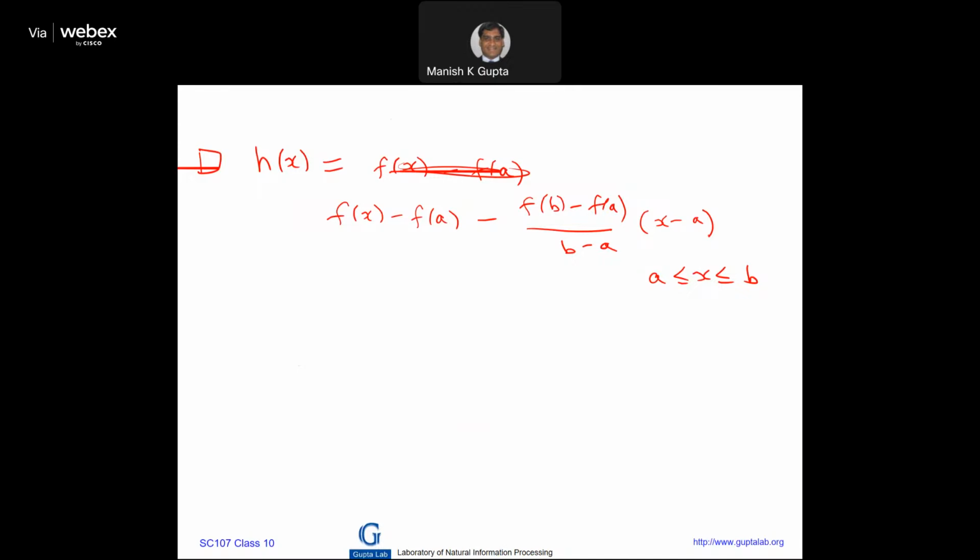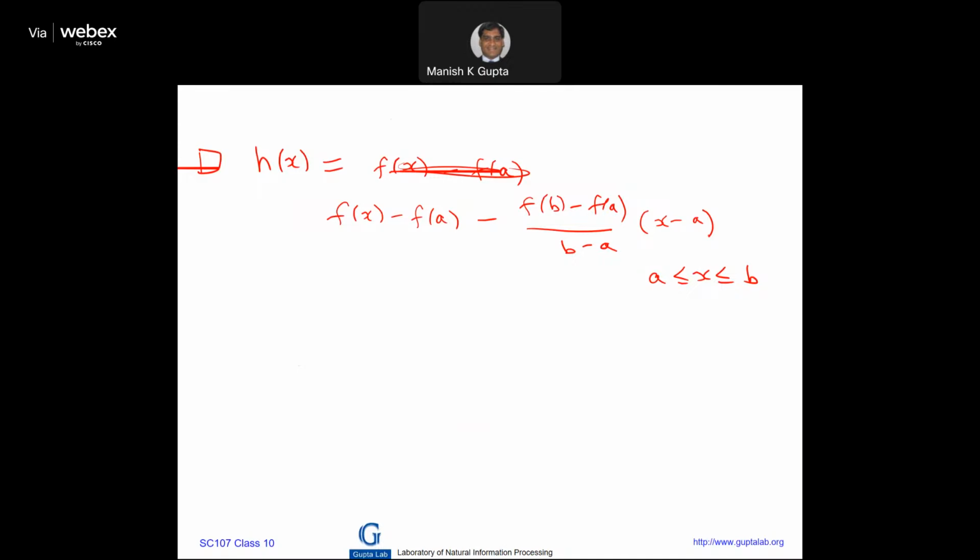If I plug in x equal to a, what will happen here? 0, right? If you put x equal to b, again 0. So this function vanishes at the endpoints a and b, right? Since function f is continuous on the closed interval a, b, this function is also continuous. Everything will remain the same, it's just a combination, right? And f of x is differentiable in the open interval a, b, so is this function. So all the properties are satisfied.